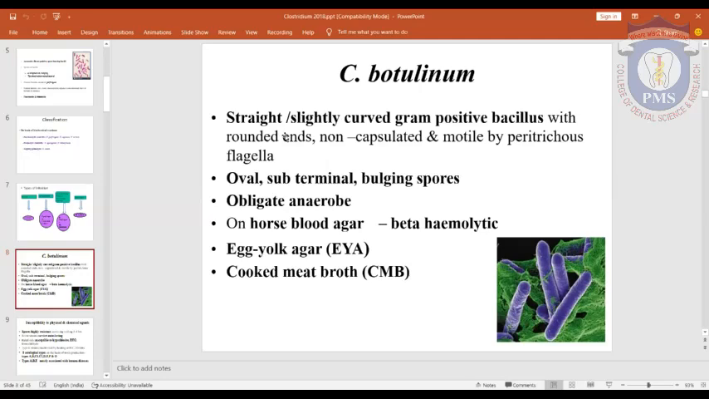Some strains grow and produce toxin even at 1 degree Celsius, that is in a range between 1 to 5 degrees Celsius. They show beta hemolysis on growing in horse blood agar medium. Other selective medium used for the identification or isolation of Clostridium include egg yolk agar, cooked meat broth, etc.